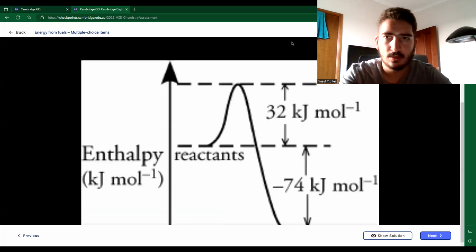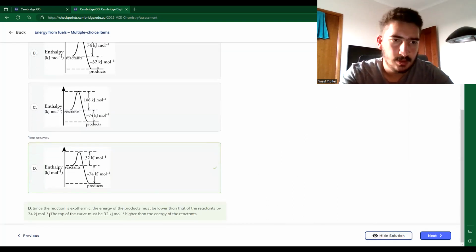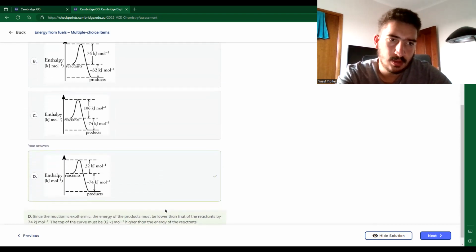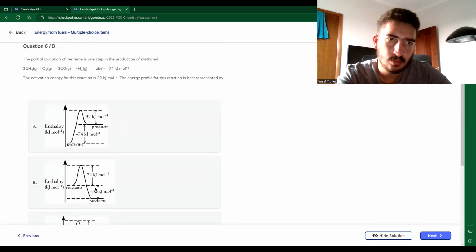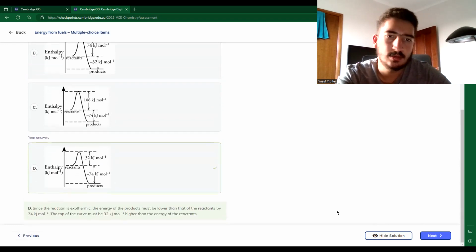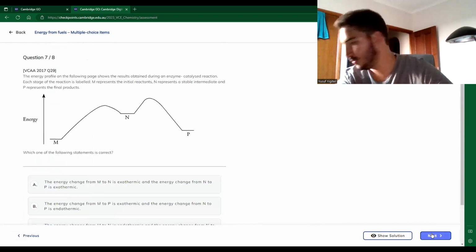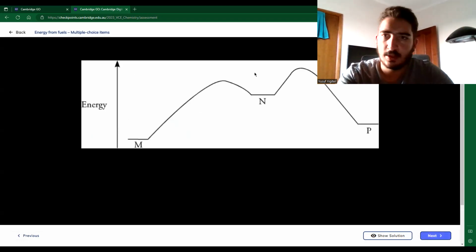What did I just do? That was a guess. Why is it though? Since the reaction is exothermic, yeah, I get that. The energy of the products, yeah, I understand that. Okay. The top of the curve must be the activation energy. Oh, so here's, okay, I get it. I understand. All right, makes sense.